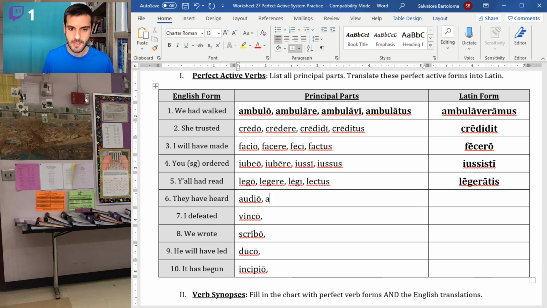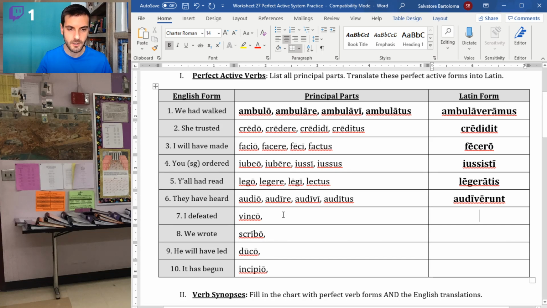Audio, principal parts, audio, audire, audivi, and auditus, right? It's that classic fourth conjugation pattern. They have heard, which is just perfect tense. Audiv, right, is my stem. Audiverunt. So perfect tense, remember that last one. I, isti, it, imus, istis, and then erunt for our last one. Audiverunt, they heard, or they have heard.